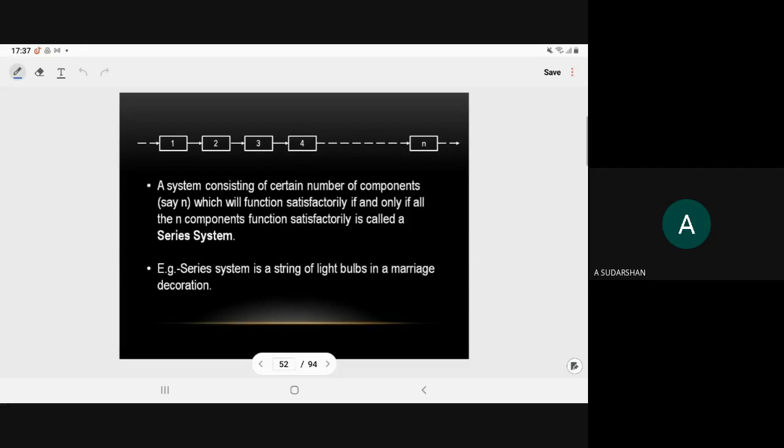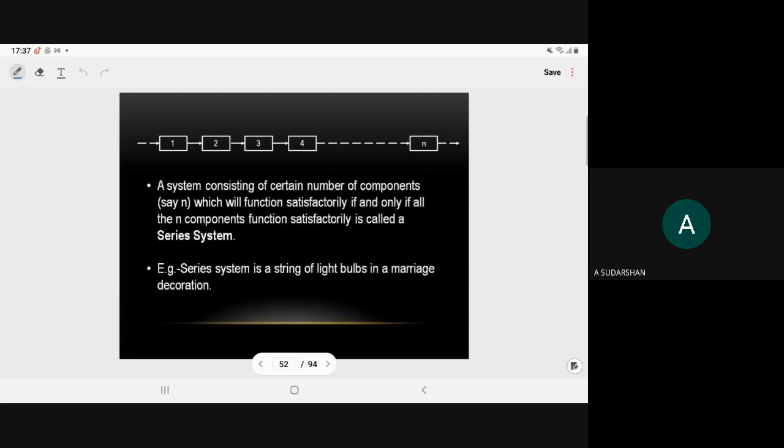That is the series system. If any one component fails, the whole system will fail. So here we have an example: a series system is the string of light bulbs in marriage decoration. In this case, we have n components arranged in series. If one component fails, then the whole system will fail. It means that for the functioning of the system, all n components must work.